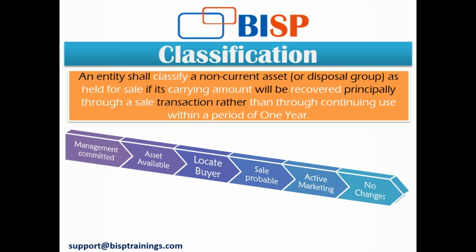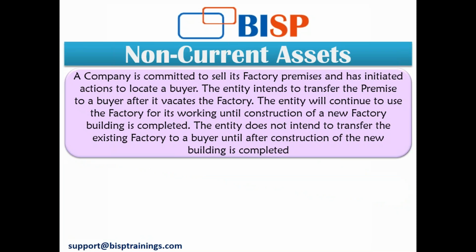Now, the entity intends to transfer this premise to a buyer after it vacates the factory. The entity will continue to use the factory for its working until the construction of the new factory building is completed. And the entity does not intend to transfer the existing factory to a buyer until after construction of the new building is completed. So the company is not intending to shift until and unless the new factory building is ready to move and to be operated.